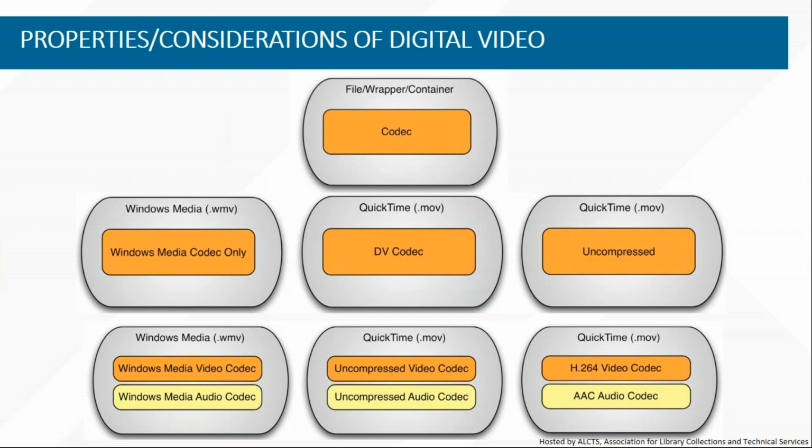Then you get into the territory where you can start to mix codecs. So let's say at the bottom right, you have a QuickTime file. The video is encoded as H.264, and its audio is AAC audio. So it's important to understand the difference between those codecs, what they're used for, and how they influence the actual digital preservation process when we're thinking about file sustainability.